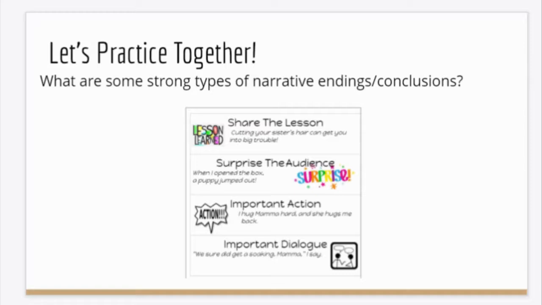You might want to try to surprise the audience. When I opened the box, a puppy jumped out. I mean, maybe in that previous one we could surprise them, but it turns out the dog is really nice. Important action. I hug Mama hard and she hugs me back. Our important dialogue. We sure did get a soakin', Mama, I say. And we know that those were from some of our mentor texts earlier this year as well. So why don't we keep those strategies in mind while we try this together again?